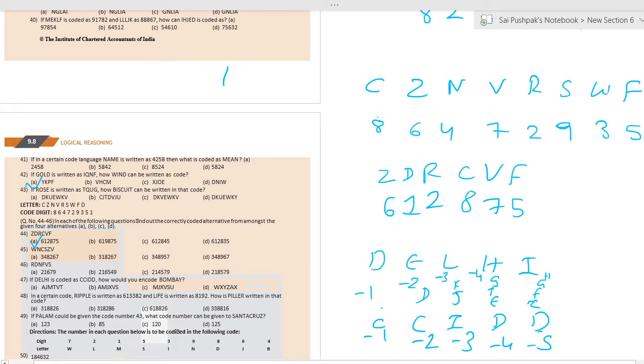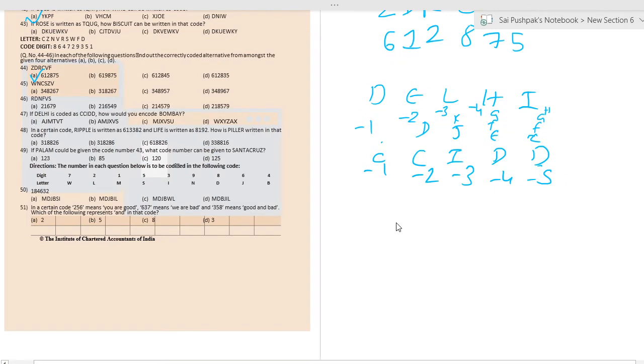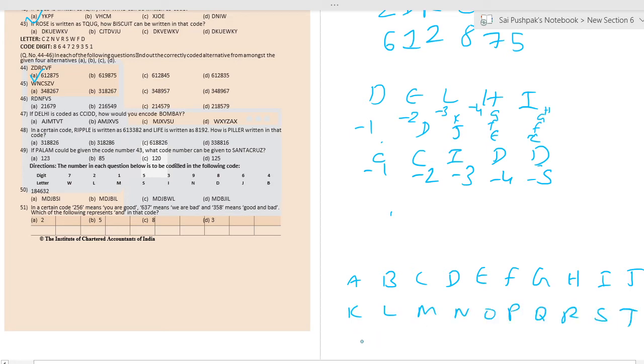So what did they ask? How will you code Bombay? Simple. For that I need to know ABCD again. A, B, I, K, S, T, Z.